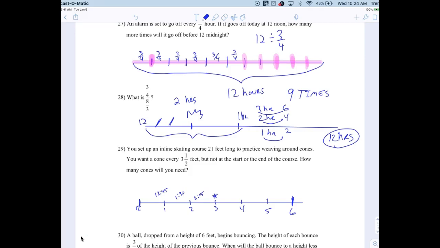So now, how much is that? 16. So the alarm is going to go off 16 times. That's what I'm trying to tell you. It's going to go off 16 times.